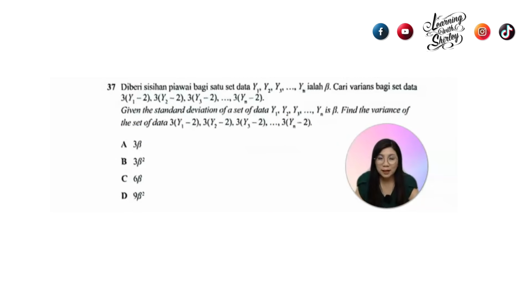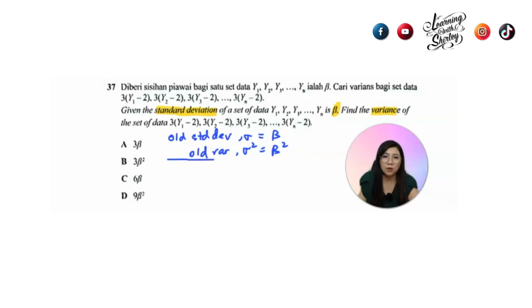Let's look at question number 37. So this is on statistics, which is related to standard deviation and also finding the new variance. Given the standard deviation of a set of data, y1, y2, y3 until yn is beta. So the old standard deviation is beta. If they want the old variance, this one has to be squared as well. So that's the old one.